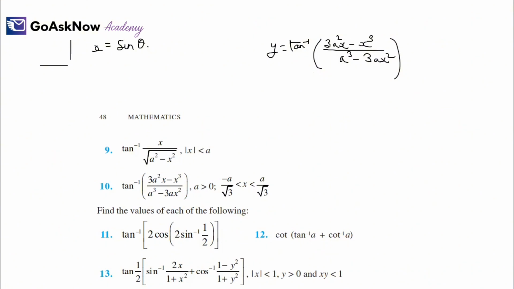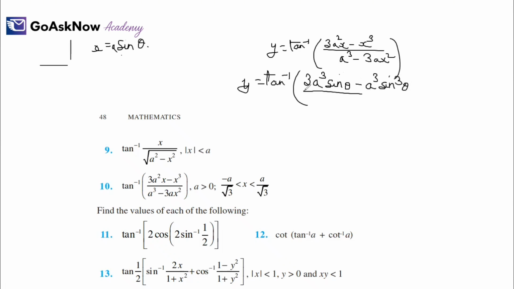And also here should be one thing also there. That should be your a sin theta. Okay, so let's substitute that. So y will become tan inverse 3a cube sin theta. Okay, and here what will be the another thing? That will be a cube sin cube theta.